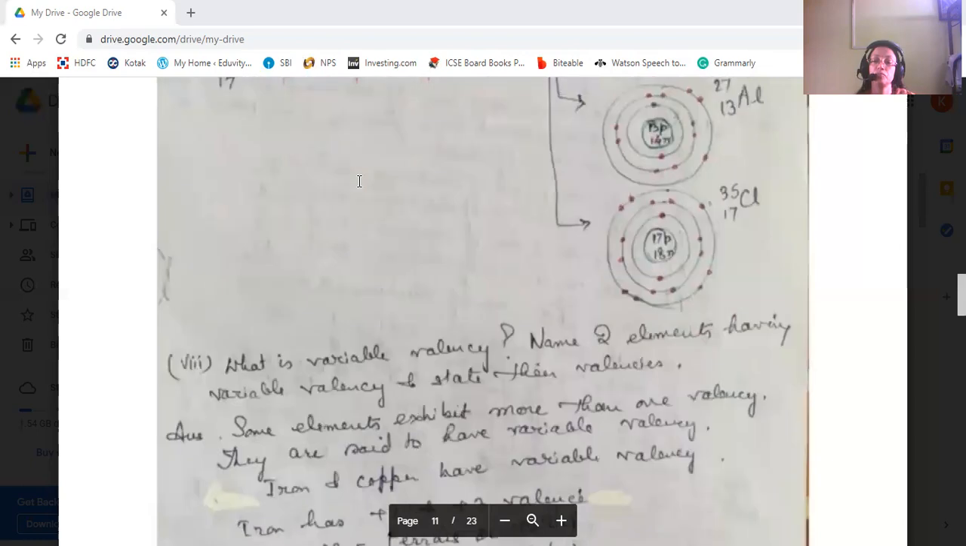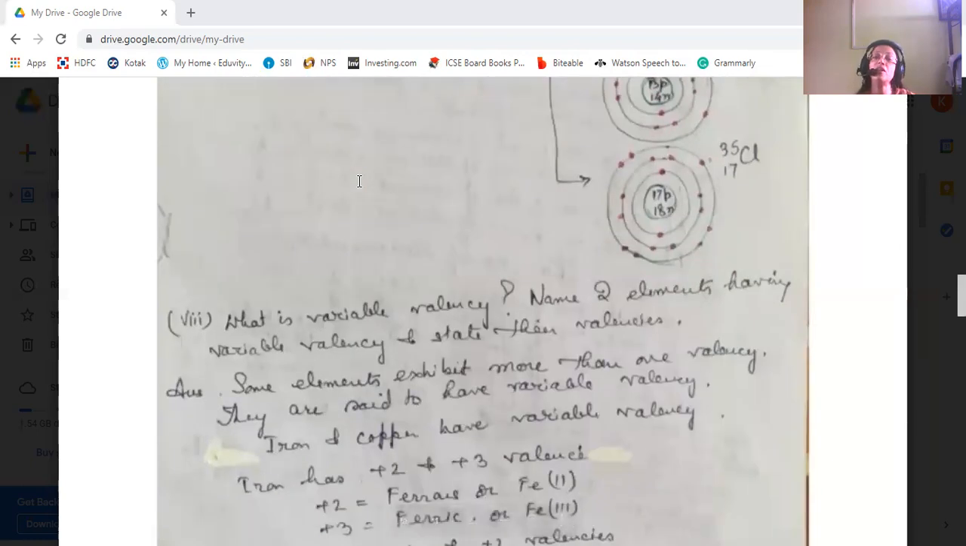Okay. Now, what is the variable valency? Next question. Name two elements having variable valency and state their valencies. Some elements exhibit more than one valency. They are said to have variable valencies. So some elements exhibit certain valencies which are more than one. Then they are said to have variable valencies.